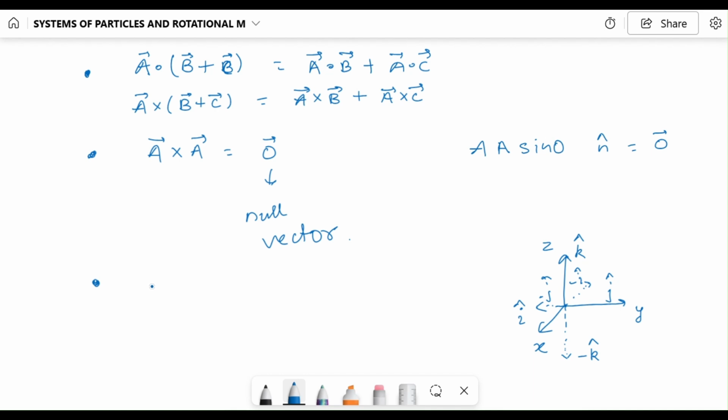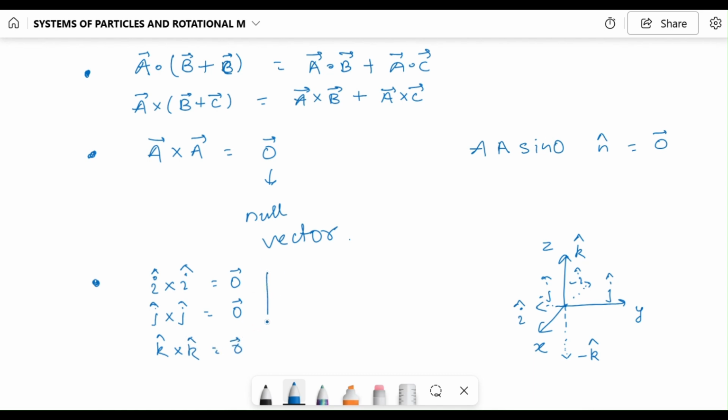Now what will happen if we do i cross i? We know the angle between unit vector i and itself will be 0. So ultimately we are going to get a null vector here. Similarly, j cross j, and k cross k are also going to give us the null vector only.